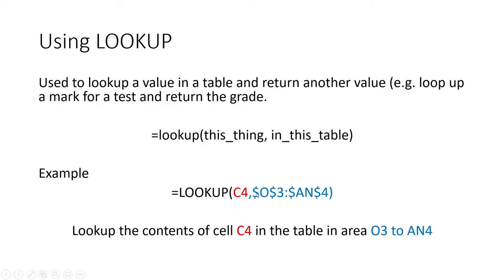Now O3, you notice it's got dollars in front of the O and the 3, and AN has got a dollar in front of the AN and a dollar in front of the 4. And that's because in this situation here, we're using what are called absolute cell references.